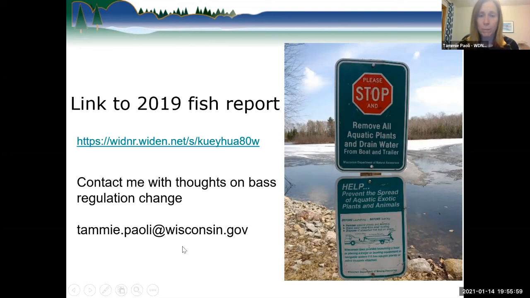Perfect. And this is a perfect example of where this management plan creation will help inform people like Tammy about what the people at the lake would like to see done. So we'll hopefully get some more feedback through this plan drafting as well.